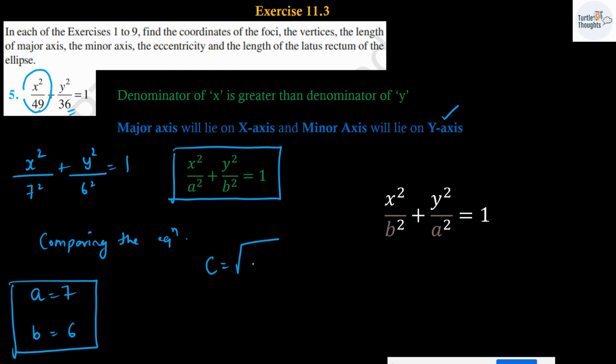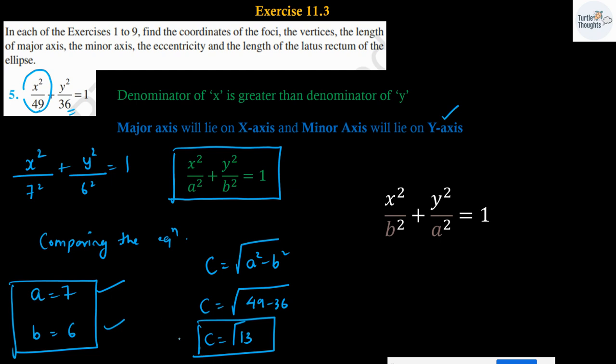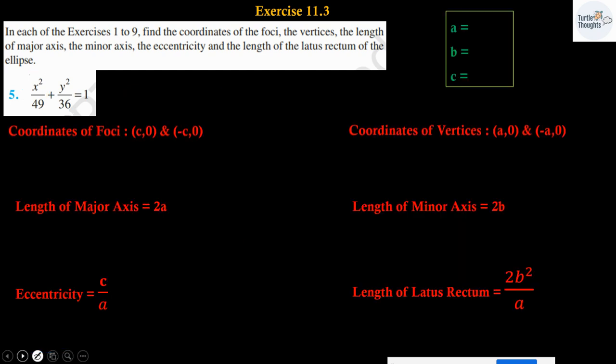The value of C is given by the square root of A square minus B square. C is going to be the square root of 49 minus 36. 49 minus 36 is going to be 13, right? C is taken as root of 13. I've got the value of A, B, and C. Let me make a note of that. It is going to be 7, 6, and root 13.